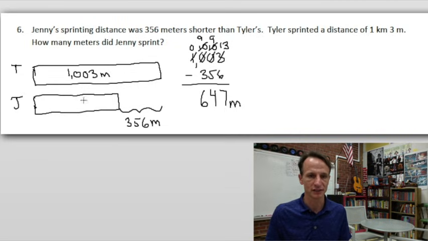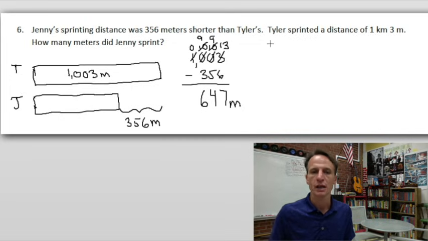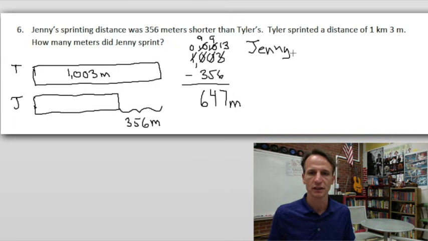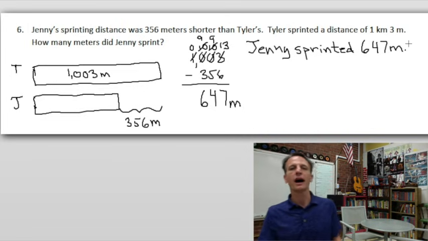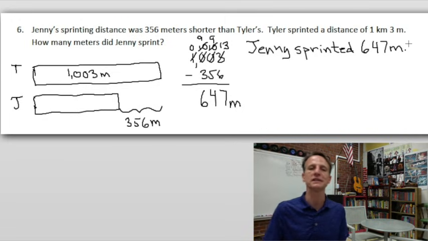So, and that makes sense here, right? When you look at it. In fact, if you round, this would be 600, this would be 400. This rounds to 1,000. It all works out. So Jenny sprinted. Nice simple statement here. Number 6 was mercifully easy on us. Jenny sprinted 647 meters. Period. Done. Number 7 awaits.